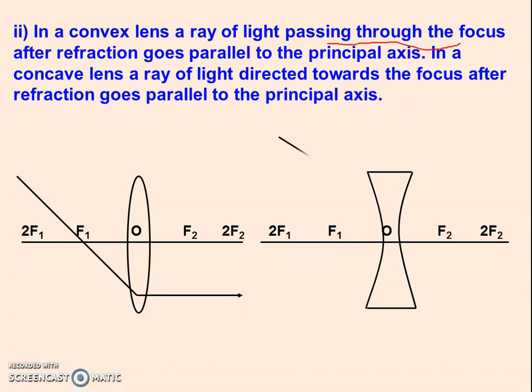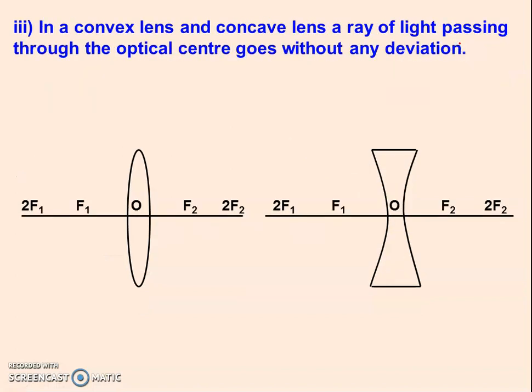In the second case, the ray is trying to go to the focal point, but it will become parallel to the principal axis. In the third case, the ray of light passes through its optical center. The optical center is this point O. O is the center of the lens. It is intangible. We cannot touch it because the optical center is inside the lens.